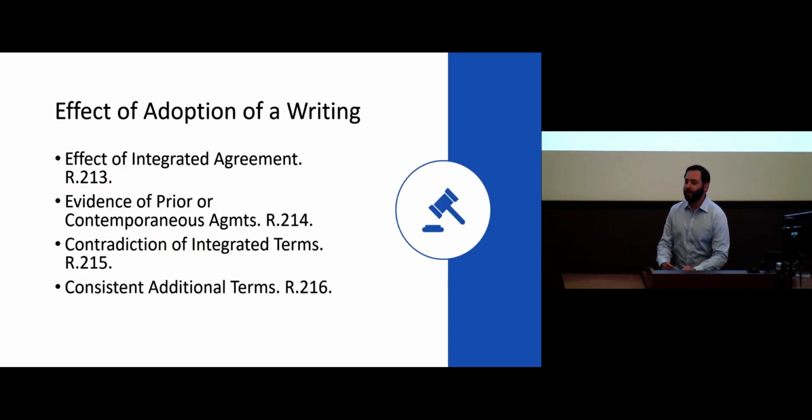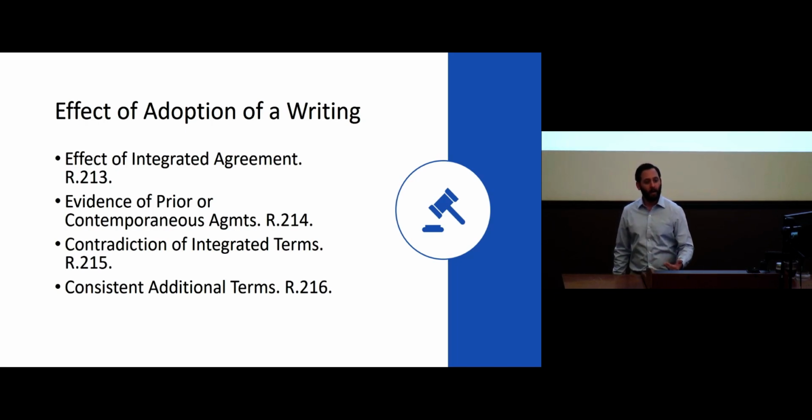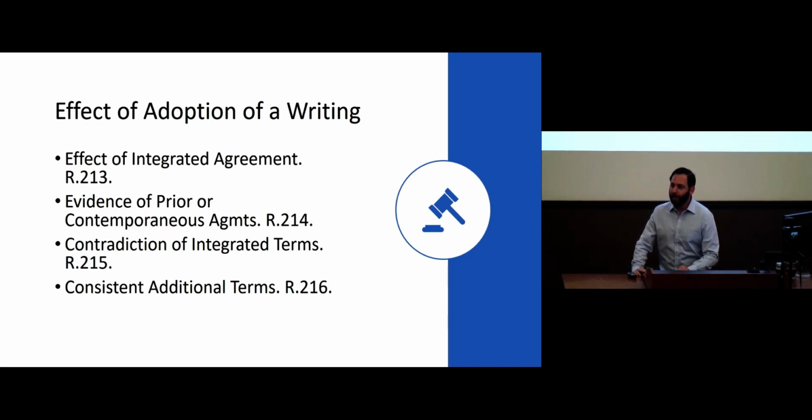Once we have determined the nature of the contract, we then look at the nature of the evidence presented to determine whether that evidence can come into court. In sections 213, 214, 215, and 216 of the Restatement of Contracts, we talk about the effect of the adoption of a writing, now that we have understood the nature of said writing. If there is an integrated writing, what effect does it have? Does it bar extrinsic evidence?